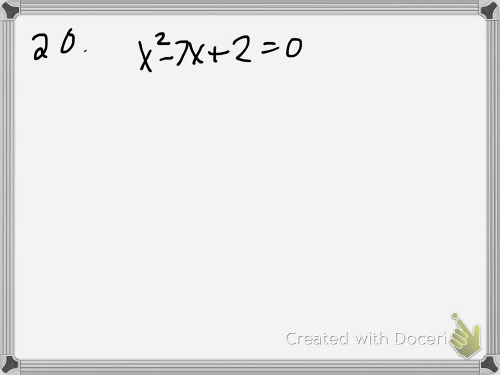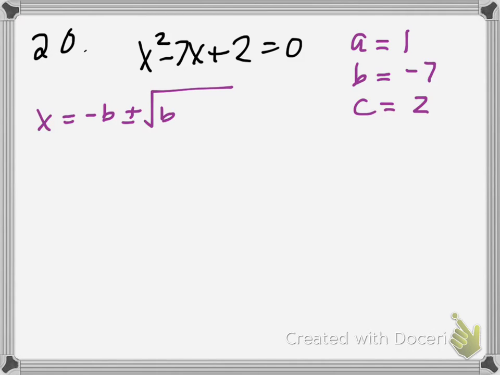So for quadratic formula, I need to identify a, b, and c. A is always the number in front of the x squared, so that's a 1. B is always the number in front of the x, so that's -7. And c is always a constant, so that's 2. So my quadratic formula: x equals opposite of b plus or minus the square root, b squared minus 4ac, all over 2a. So let's plug this into our quadratic formula.